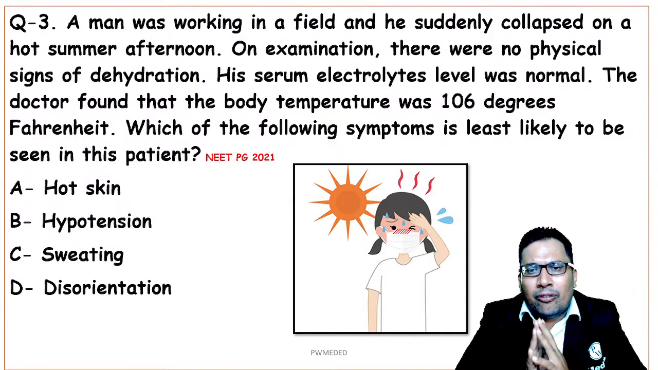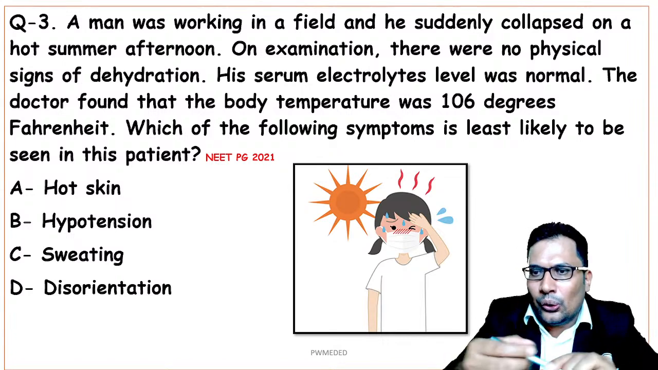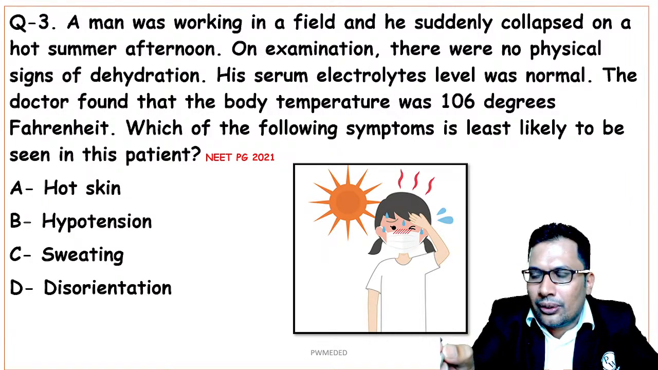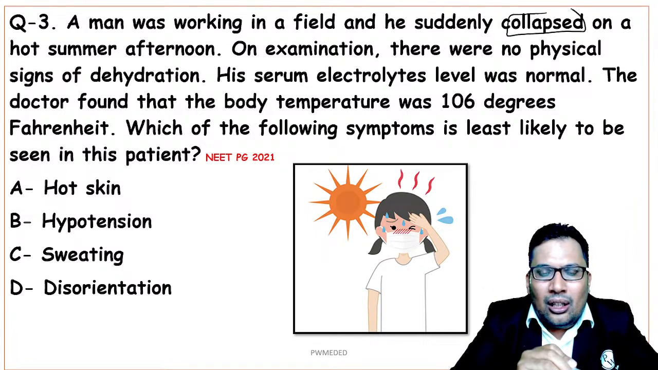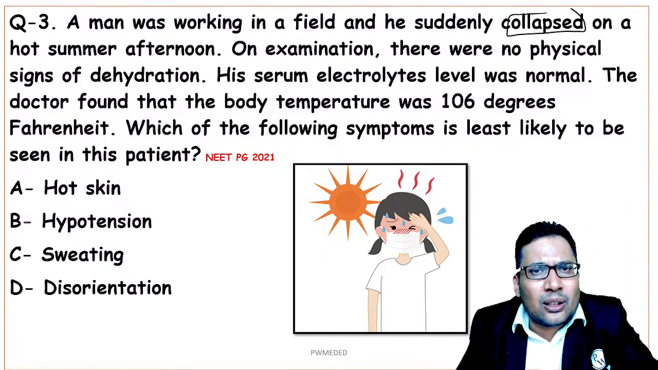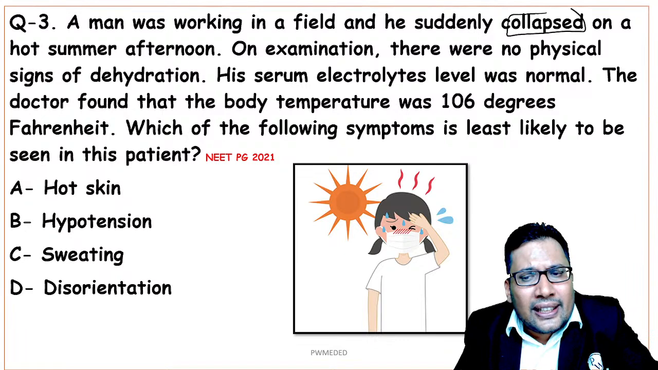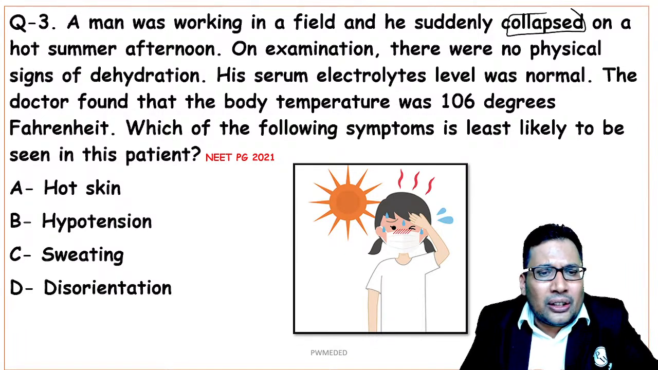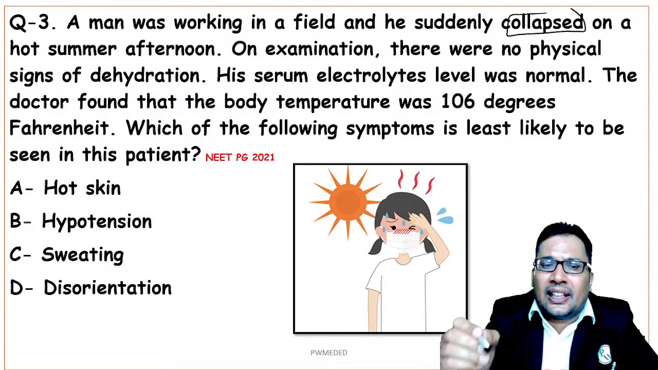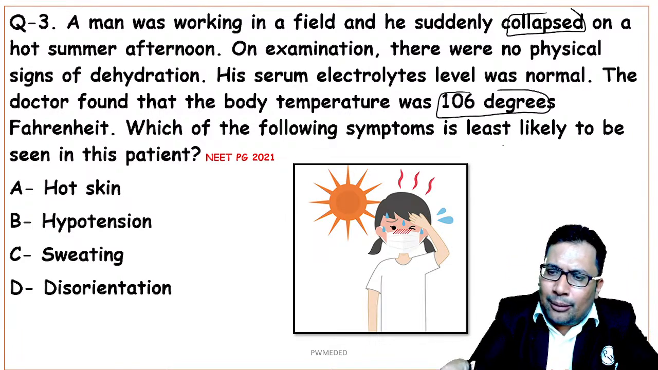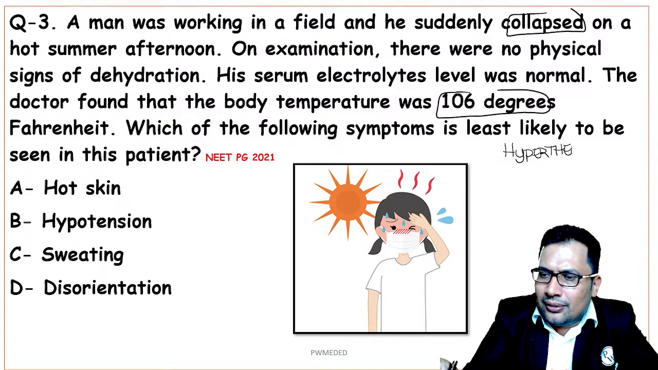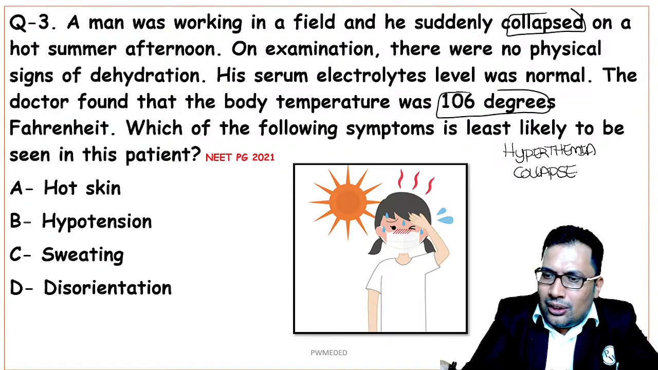A man working in a field suddenly collapsed. On examination, there were no physical signs of dehydration. His serum electrolyte level was normal. The doctor found that the body temperature was 106 degrees. So there is hyperthermia and there is a collapse. So it must be a case of heat stroke.